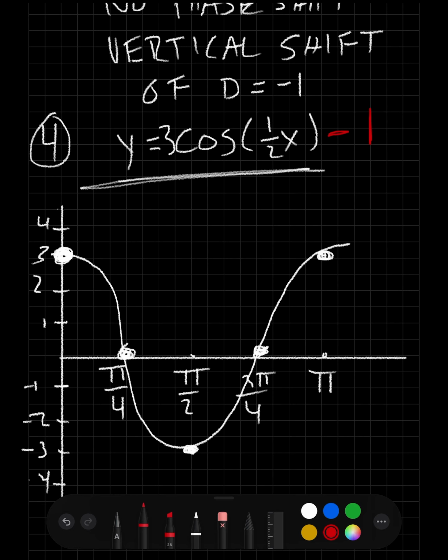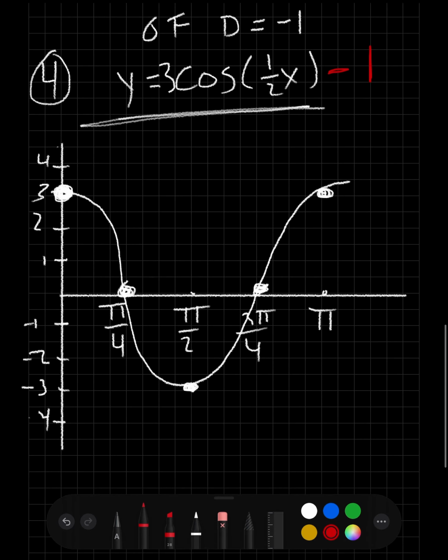Remember, the graph we're looking for has a downward shift of -1. So that means I'm going to move my midline on my graph, which right now is the x-axis. Going to shift that midline down by 1. And all of these points I'm going to pull down by 1. So this point at 0, 3, I'm going to pull that to 0, 2. This point at pi over 4 is 0. I'm going to pull that to pi over 4, -1. And that's what I'm doing in all these places. I'm just pulling my graph down by 1. And I've shifted that entire midline down.